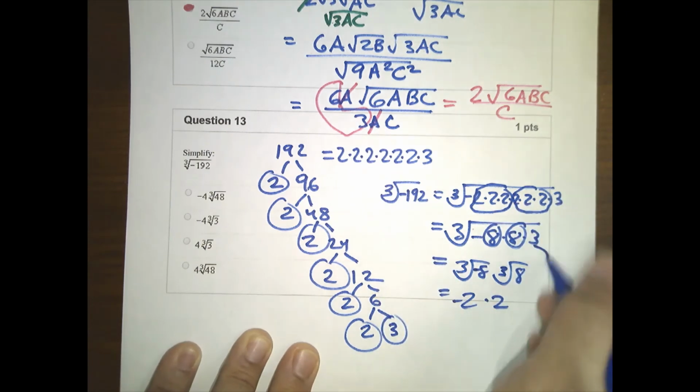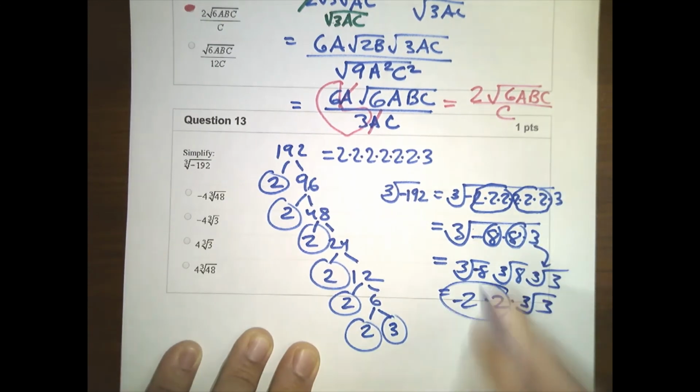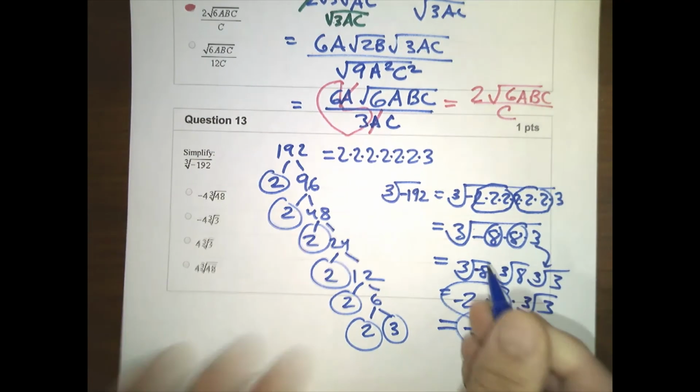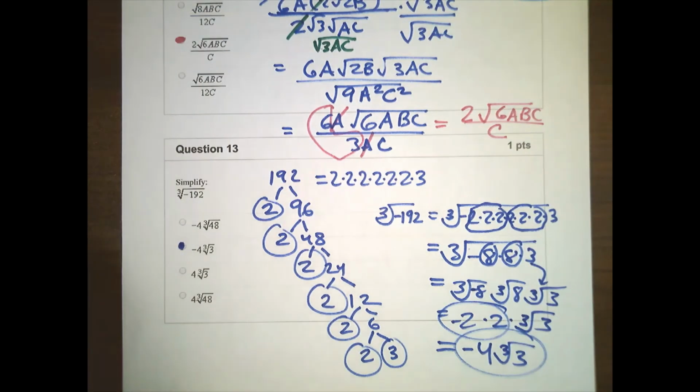And then the 3 is left under the cube root, so the cube root of 3. And then negative 2 times negative 2 is negative 4, so negative 4 cube root of 3 is my final answer. What a time to be alive.